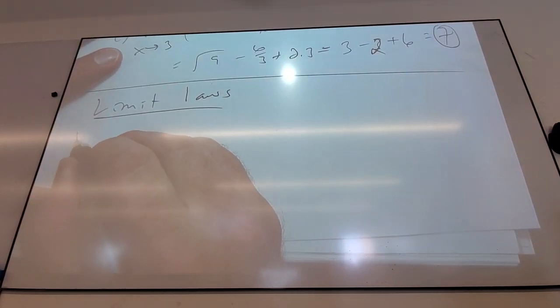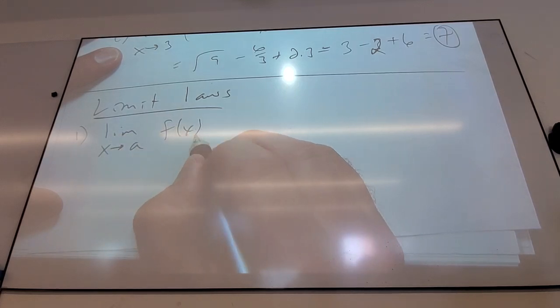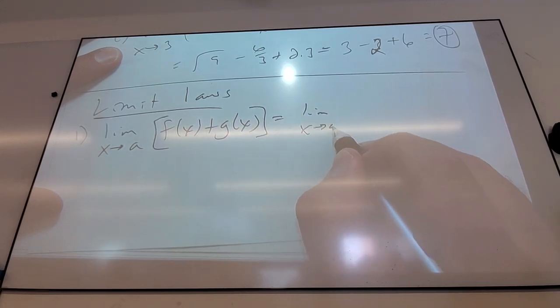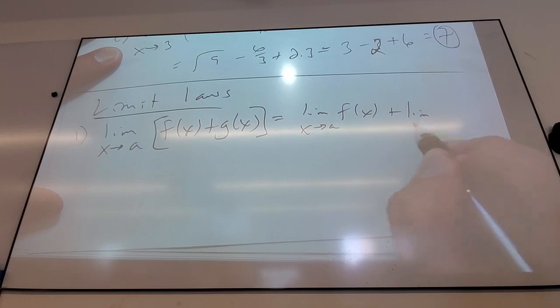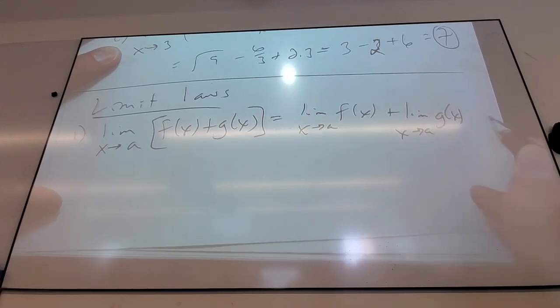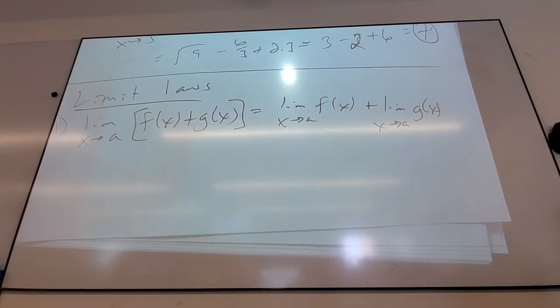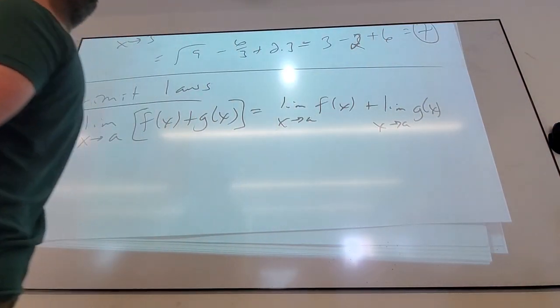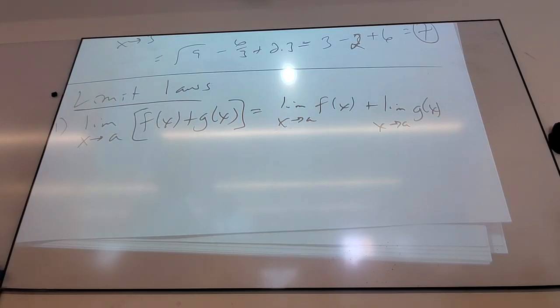So, one law of limits is that if I have two functions, I can just take the limit of each one separately, which is kind of silly, yes? That's effectively what we just did, right? So if I have the limit of the sum of two functions, I can just add the limits of each function individually, which is effectively what we just did.